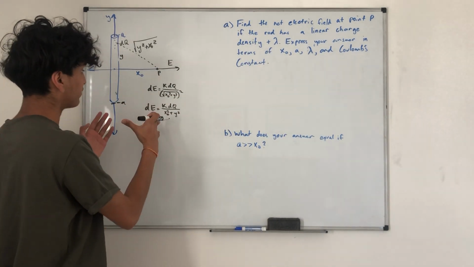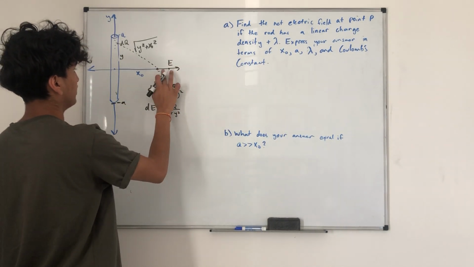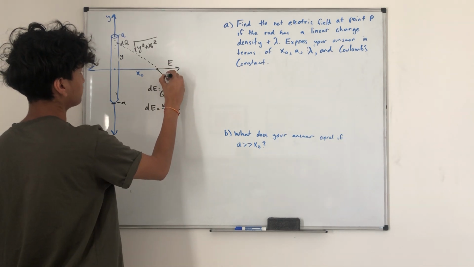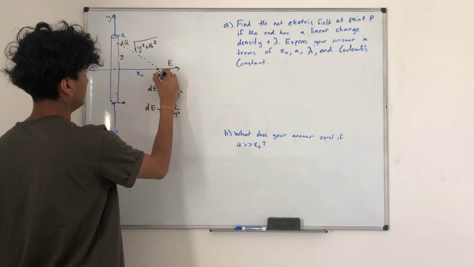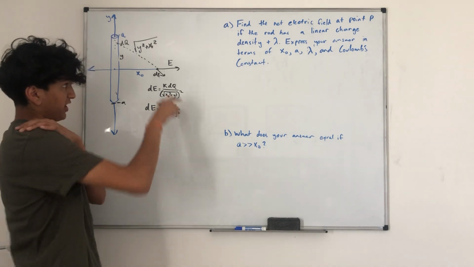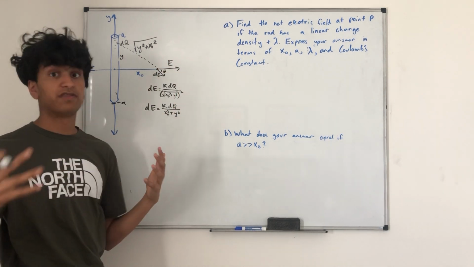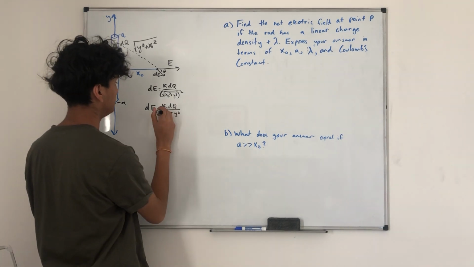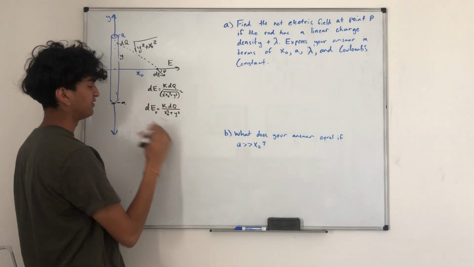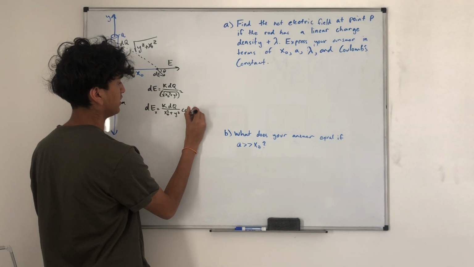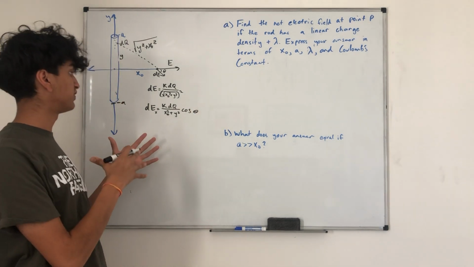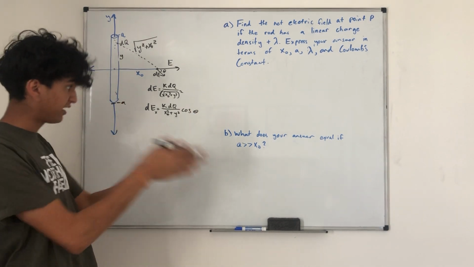So to get the x component of that dE, let's draw that again. If this is our dE, we're trying to find the x component. If we had an angle theta right here, we need cosine theta. So this we've got to tack on. So dEx is equal to this expression times cosine theta. With this cosine theta, we can find that x component.